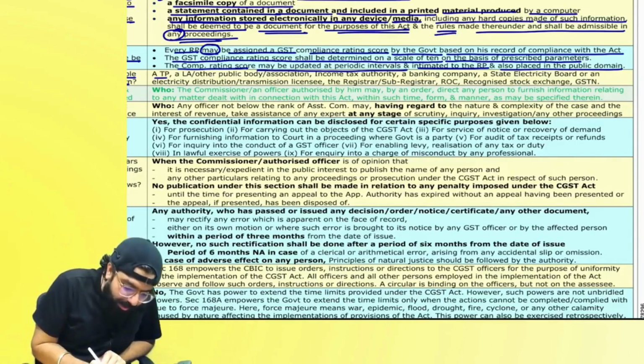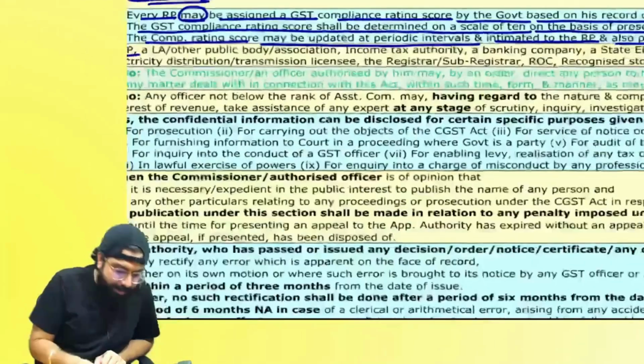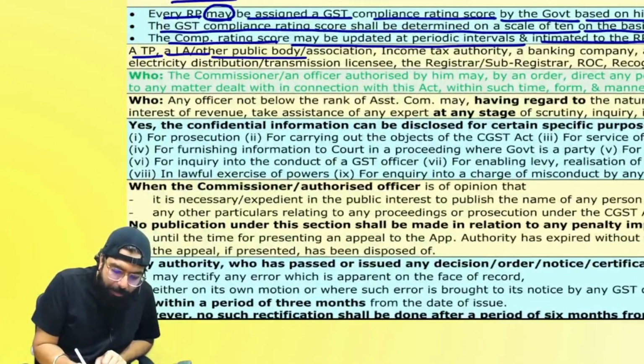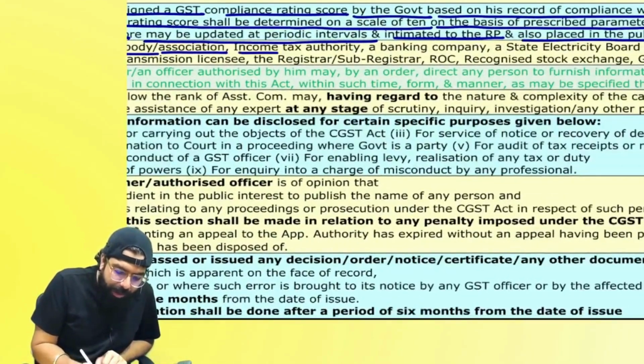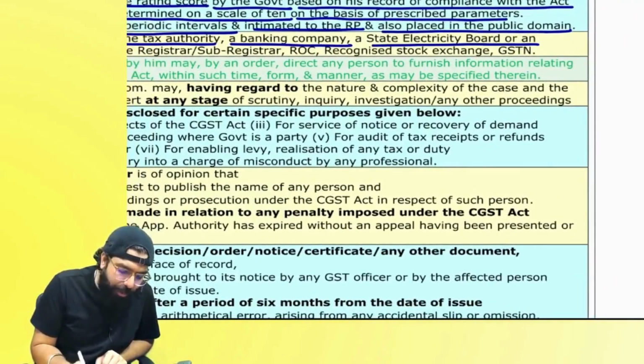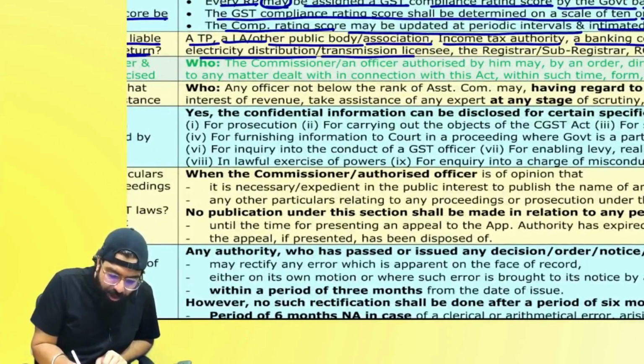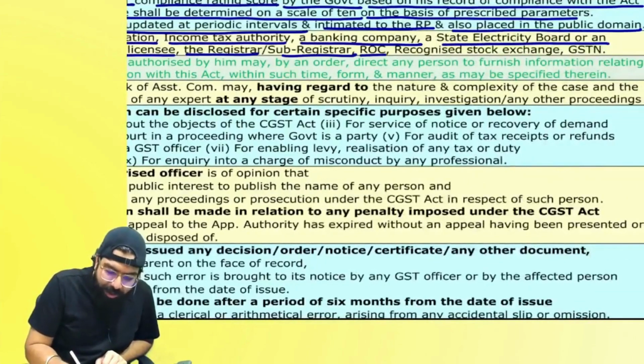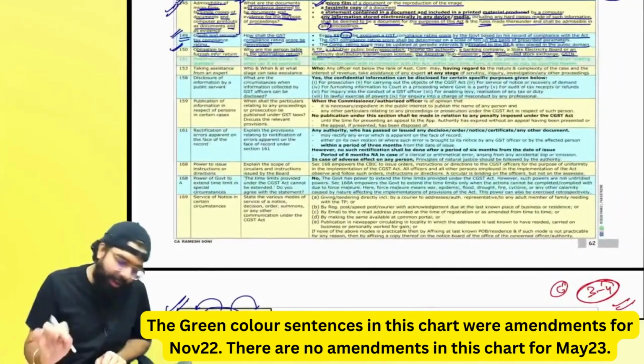An information return is to be submitted by a taxable person, a local authority, public body or association, income tax authority, banking company, state electricity board, or an electricity distribution or transmission licensee, the registrar or sub-registrar, the registrar of companies, a recognized stock exchange, and GSTN.